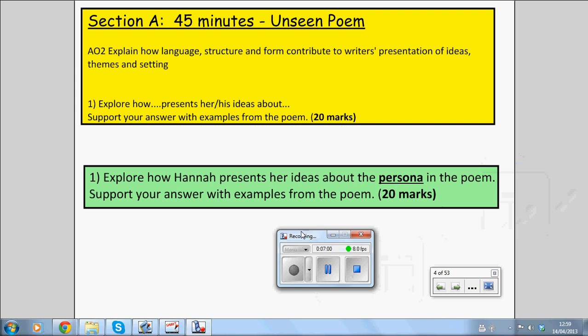So if we look at this example question here, this poem that we're going to look at as an unseen poem is one in your anthology, but we did do this in class as an unseen poem, so we're going to pretend that we've never seen it before. So the question says, explore how Hannah presents her ideas. Remember, we always use the last name of the poet. Presents her ideas about the persona in the poem. So the persona in the poem is the person who we see things from their point of view. So the person whose point of view we're seeing all the time in the poem.